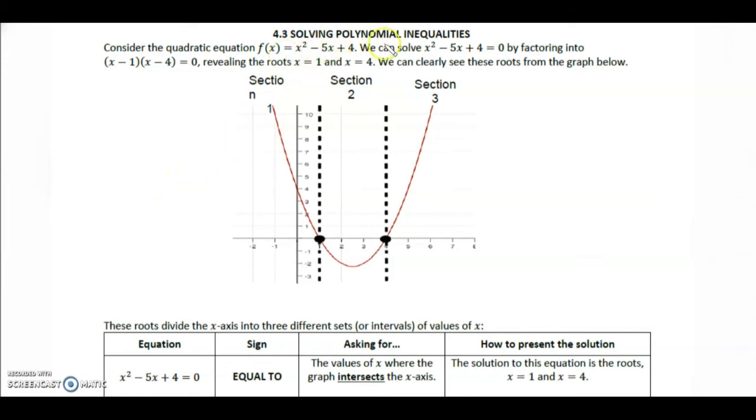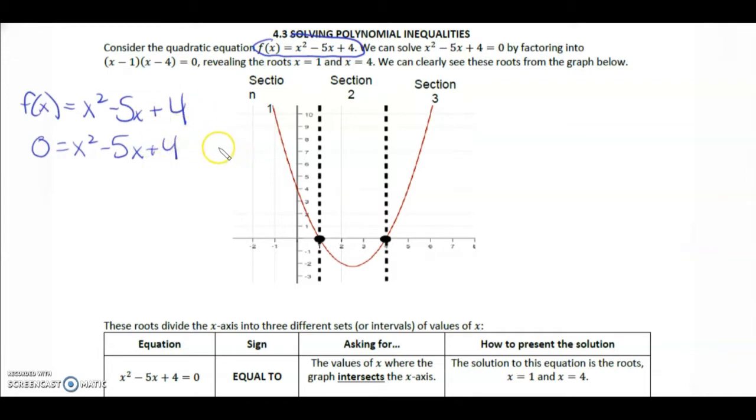Okay, 4.3, solving polynomial inequalities. So consider a quadratic equation of this form. If we had f of x equals x squared minus 5x plus 4, and we solve this by factoring, we would do 0 equals x squared minus 5x plus 4, and we would look for two numbers that multiply to 4 and add to negative 5.